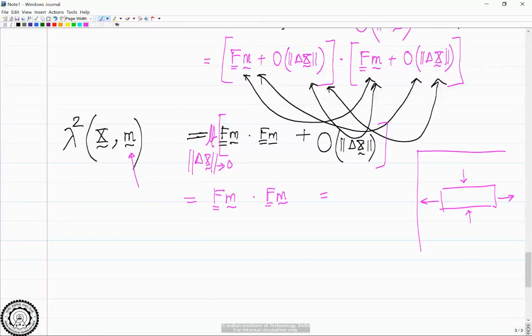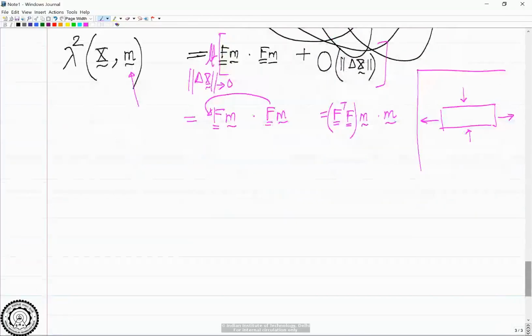Anyway, what I'm going to do now is bring this F on the other side. But you know that when I do it, it becomes a transpose. So this becomes F transpose F into M and then dot with M. And this F transpose F is written by C, and this has got a name. This is called the right Cauchy-Green tensor.